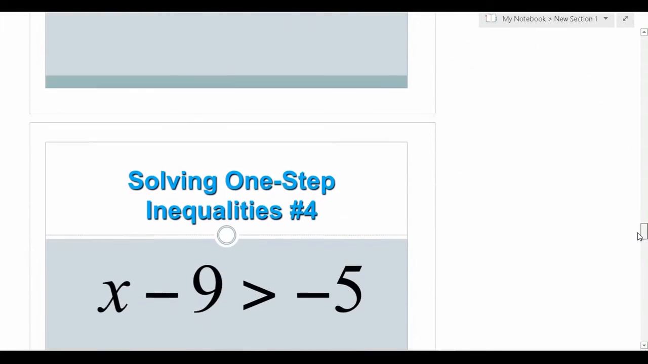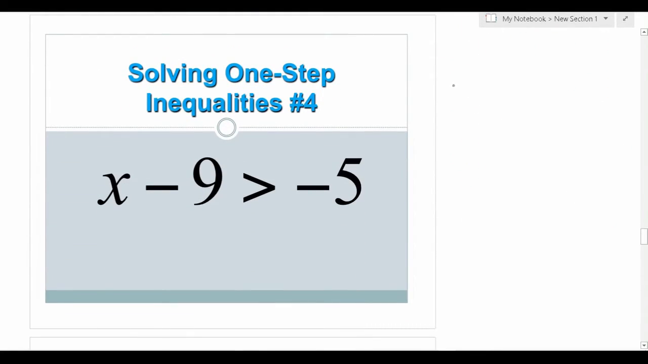Okay. All right, number 4. x minus 9 is greater than negative 5. Again, we're trying to solve for x, so that's going to prompt us to add 9 to both sides, leaving us with x is greater than negative 5 plus 9, which is 4. And again, we did addition across the inequality sign, so there's no need to change the direction of the inequality sign.